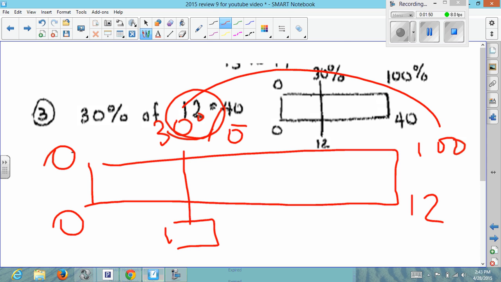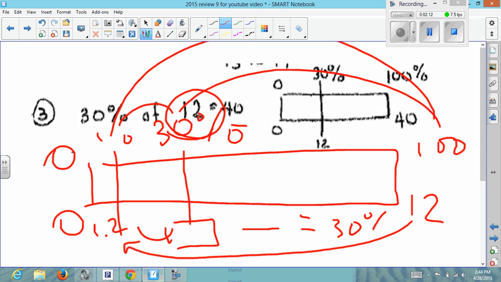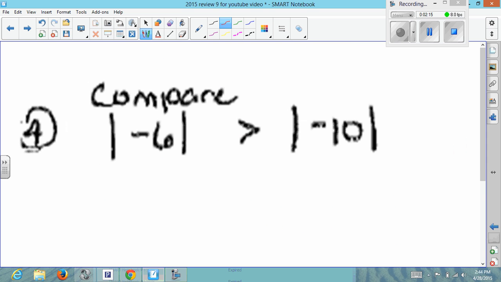Remember, we can't get from here to here, so I'm going to go all the way down to something else, maybe 10. So divide by 10, and I divide this by 10, so it's going to be 1.2, and then times 3, and times 3. And you're going to write this in a sentence. So whatever it is equals 30% of 12.